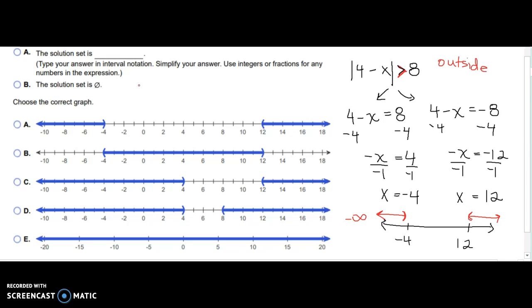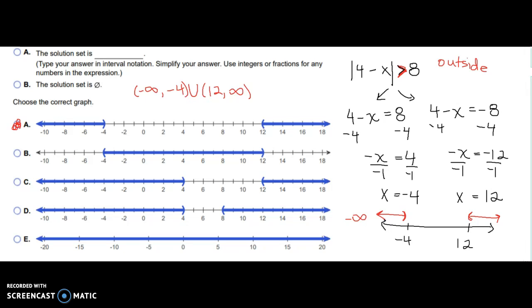So again, I'm going to write it down here so I have more space. Negative infinity to negative 4, union, positive 12 to infinity. If it's greater than the number, it's outside the two values, away from the two values. So it's always two pieces of the interval, which looks like it's option A.